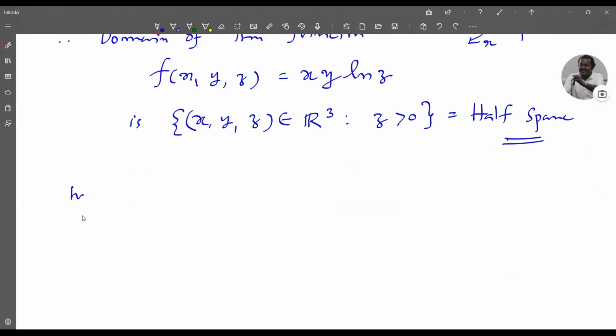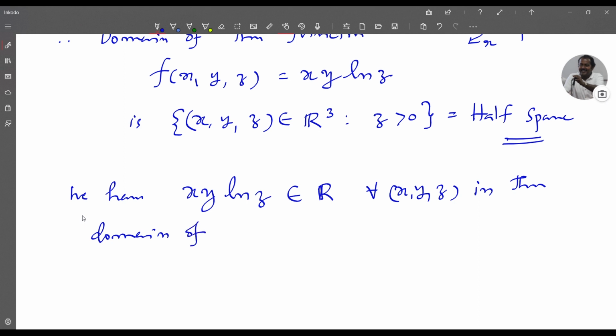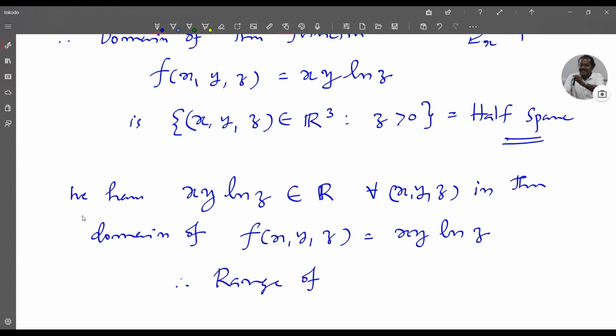We have x, y into ln z belongs to R for all x, y, z in the domain of f of x, y, z equal to x, y, ln z. Therefore, range of f is R, that is equal to open interval minus infinity, infinity. Remember, minus infinity, infinity are extended real numbers.